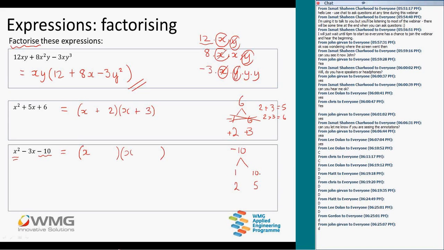One of these pairs will also make minus 3 when I add them together. And I can't make it from 1 and 10. It must be made out of 5 and 2. And to get minus 3, I'm going to have more negative and less positive. So 2 plus minus 5. Times together I've got minus 10, that's what I wanted. And added together I've got minus 3, that's what I wanted. So those numbers are correct. So it's x plus 2 and x minus 5.